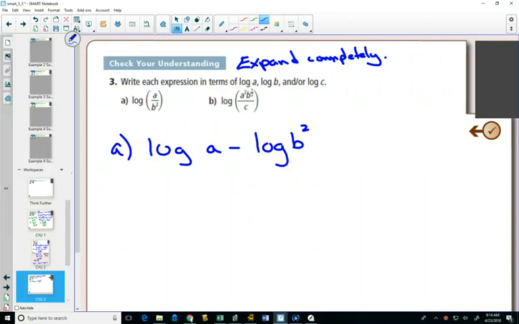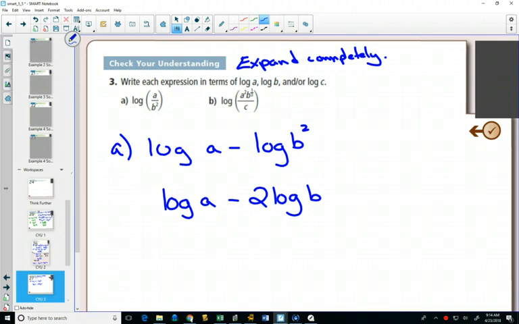And it's not completely in terms of log A and log B. The first one's good, it's just log A, but the second one still has a squared in it. How can I get rid of that squared? Well, I could bring that 2 out in front. And now this is considered expanding completely.